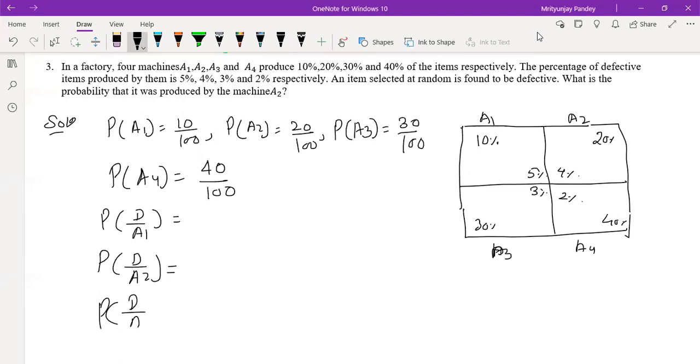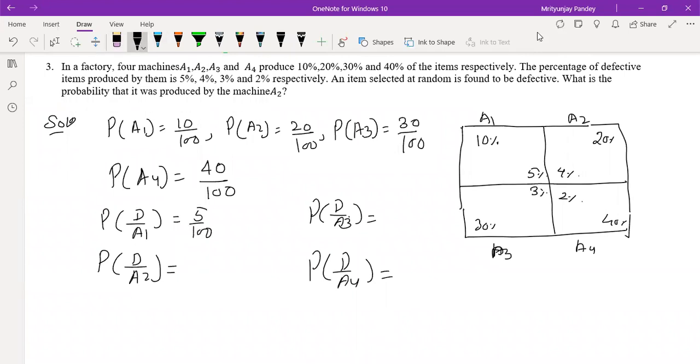So now next one, D by A3. This is nothing but defective components from machine A3. Here I will write, एक मिनट इधर ही लिख देता हूँ. This is D by A3 and this is D by A4. Okay, now tell me the value also. So defective component from machine A1 is what? 5%. Very good. 5% के लिए हम लोग लिखेंगे 5 by 100. And defective component from box A2 is 4%, 4 by 100. A3 that is 3%, 3 by 100, and 2% is 2 by 100. Is it clear? Any doubt? Yes, sir. Okay, very good.